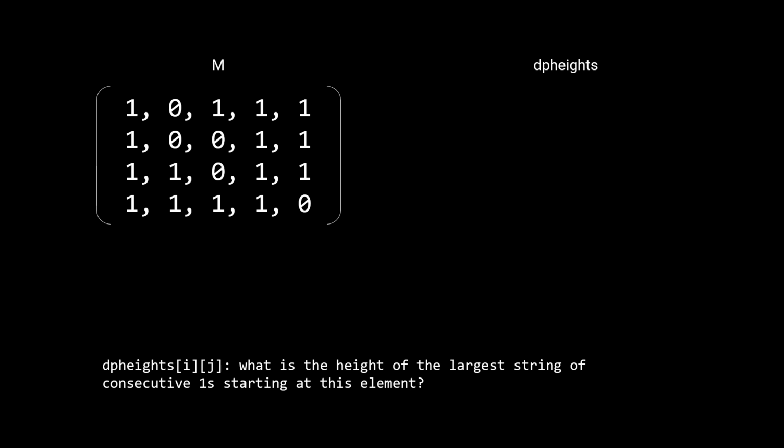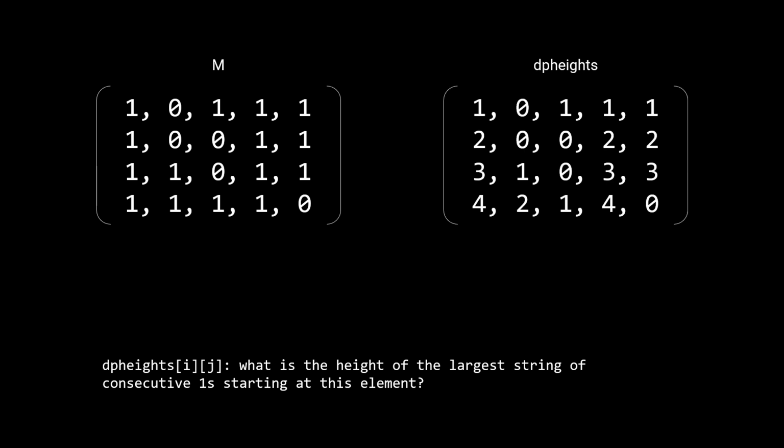Let's start with the heights DP table. I'm going to call the input matrix of ones and zeros that the city gives us M. And the heights DP table DP heights. DP heights is going to represent the answer to the question, what is the height of the largest string of consecutive 1 bits using this position and above? So for this input, this is what our DP heights end up looking like.